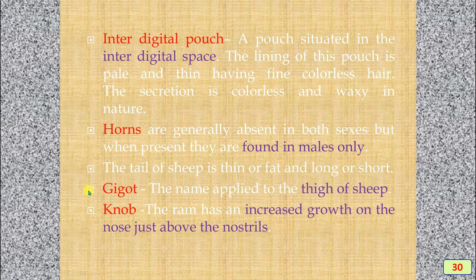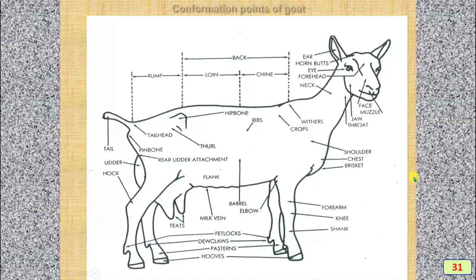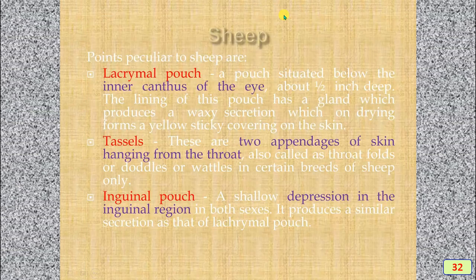These are the types of terminologies we need to tell. Gigot is the name applied to the thigh of the sheep. And knob is the increased growth on the nose of a ram, just above the nostrils. So this is also in the goat.